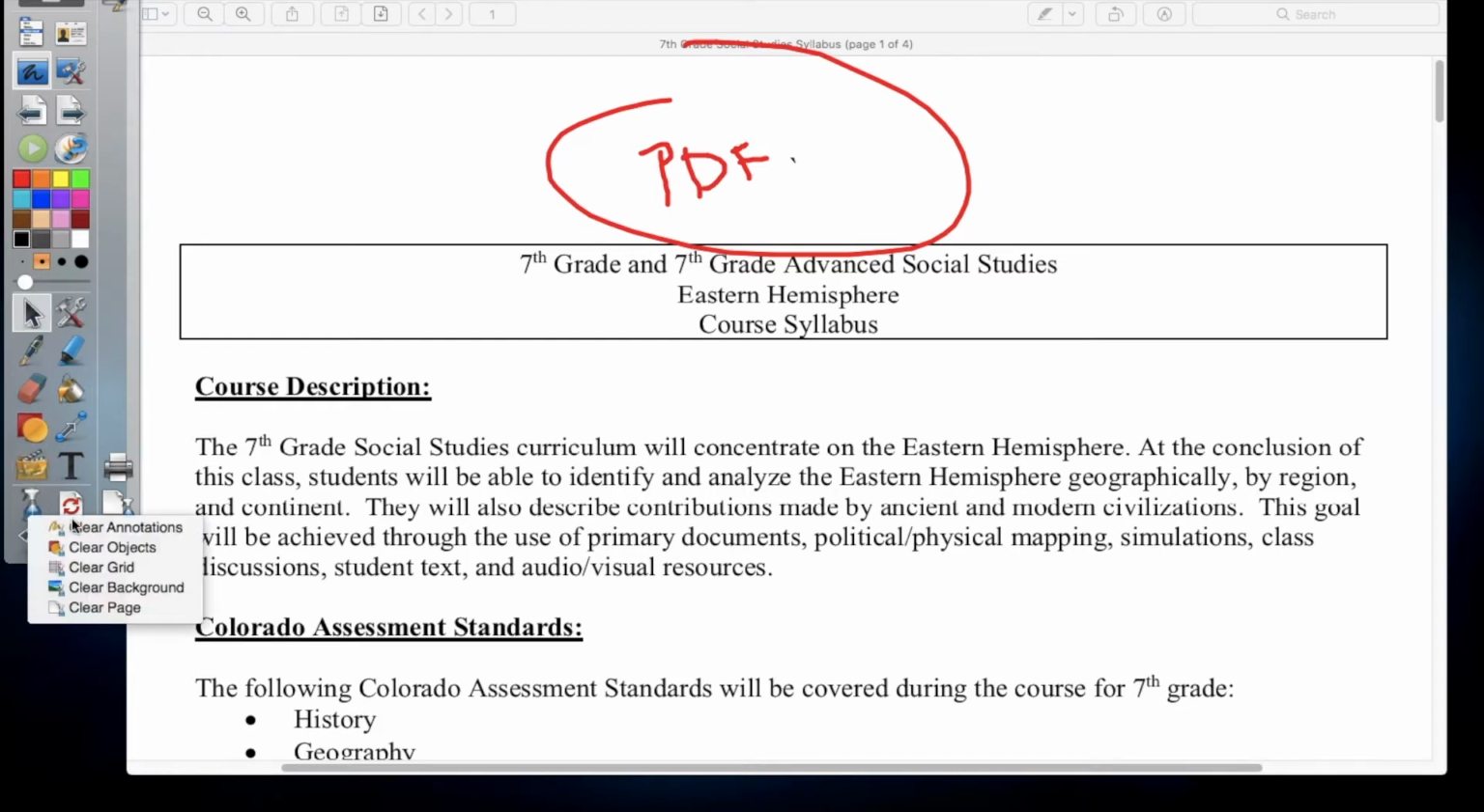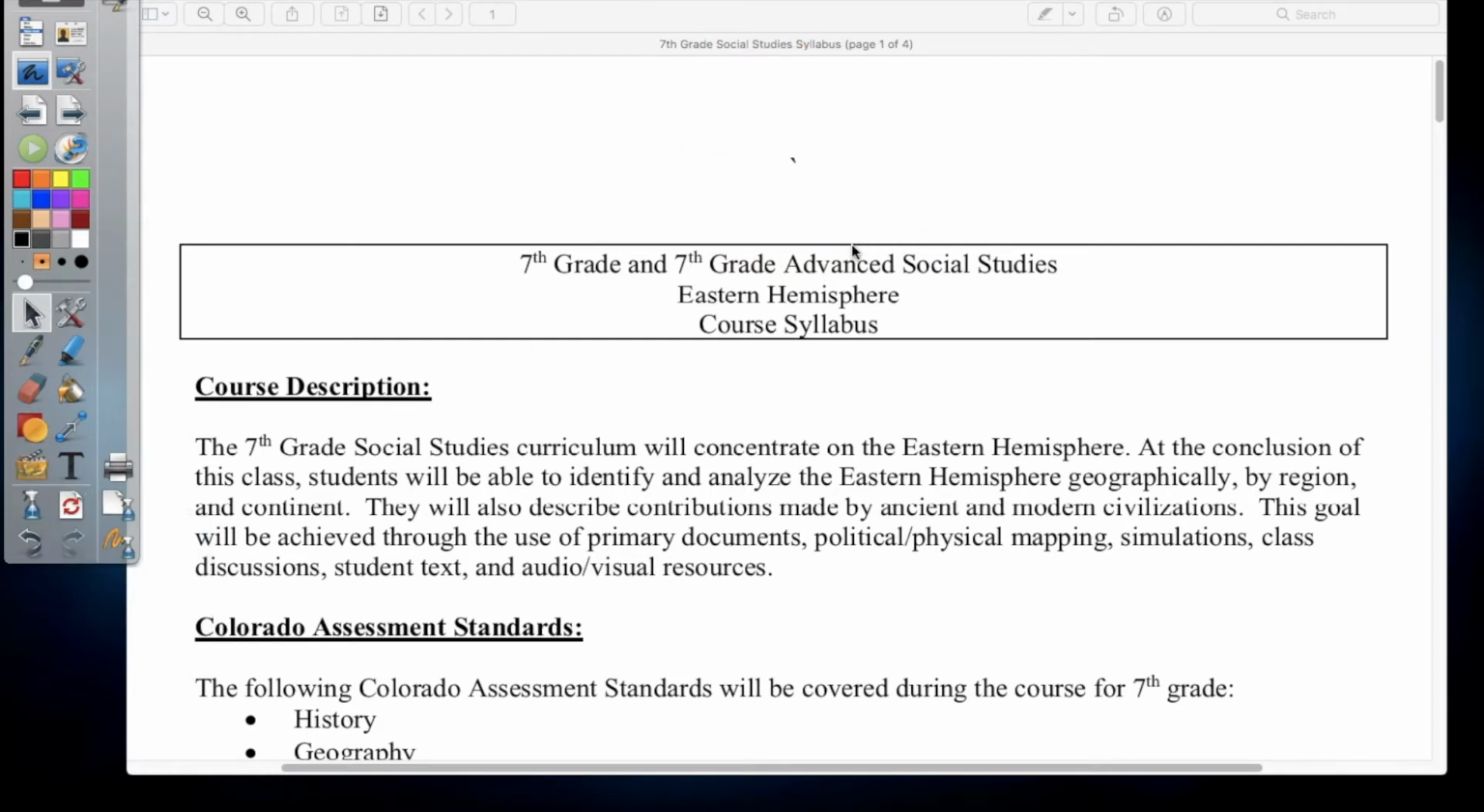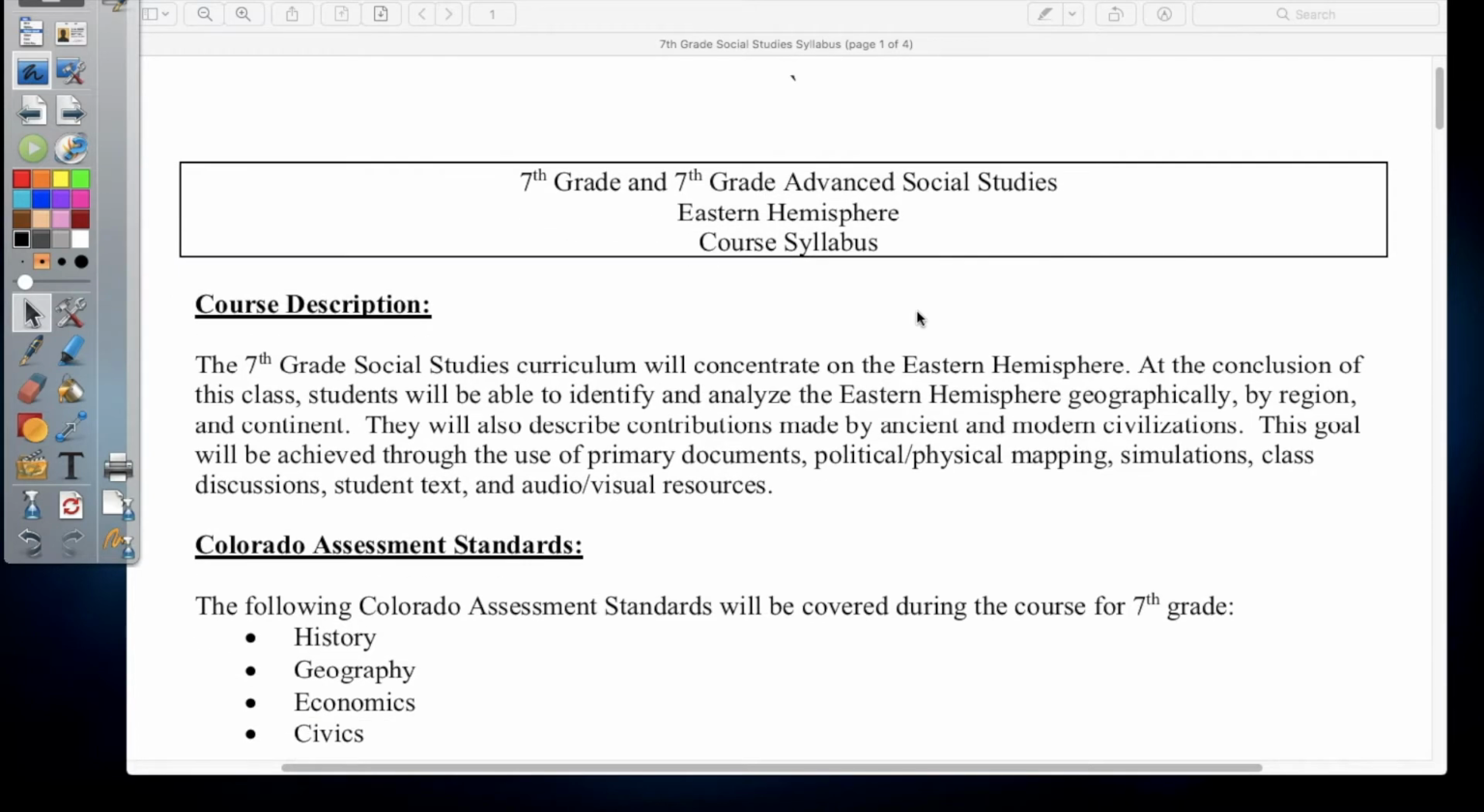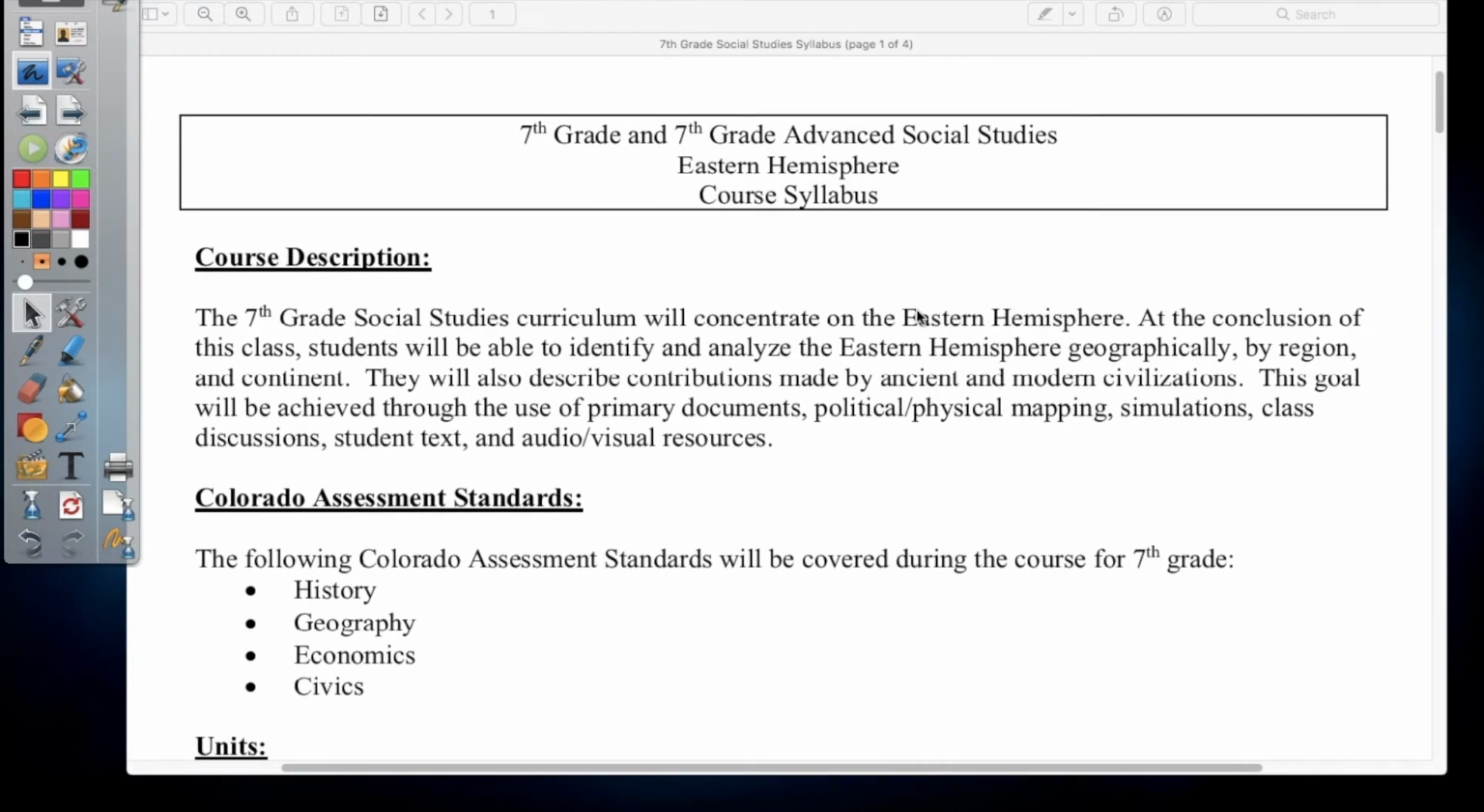This will be my syllabus for both my 7th grade as well as my 7th grade advanced social studies classes. This year in 7th grade social studies, you'll be focusing on the Eastern Hemisphere. Last year you focused on the Western Hemisphere, looking at both North and South America. This year we're flying to the other side of the globe and concentrating on the Eastern Hemisphere. I'm going to highlight this document as we read through it and talk about the various aspects of it.